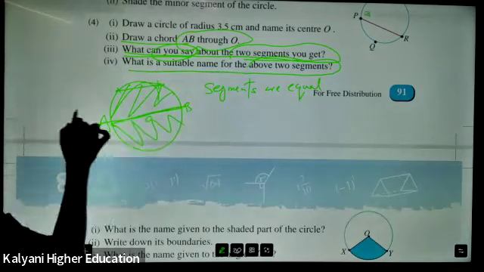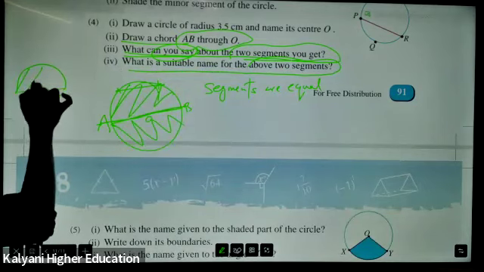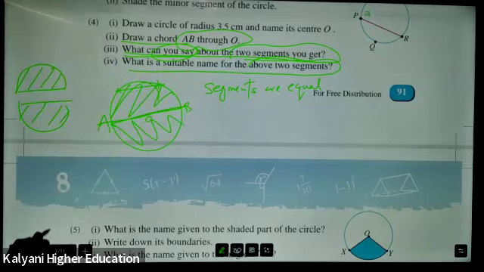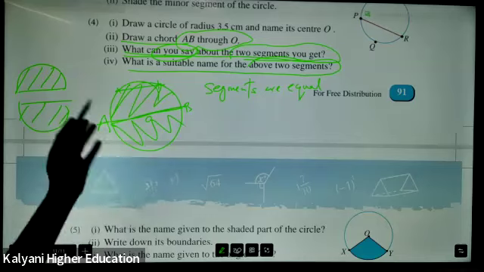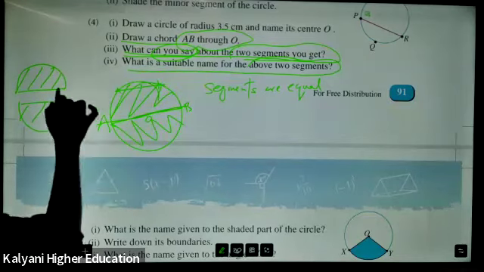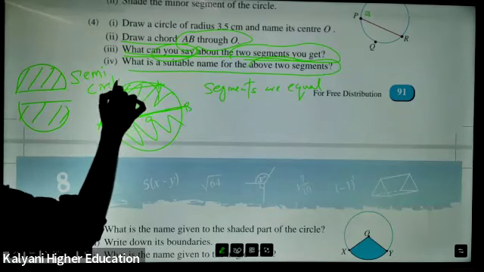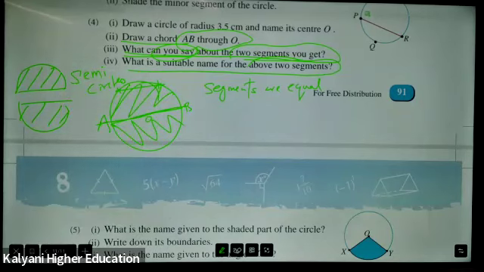Next one, they ask, what is the suitable name of the above two segments? For these two segments, what is the suitable name? Can you tell me the name of one part of this? What can we say for this part? Semicircle. These are segments, correct. We can even say sectors also, but we have a special name. What is the special name? Semicircles. Don't say circles, there are two parts here. Semicircles. Understood? Is it clear?